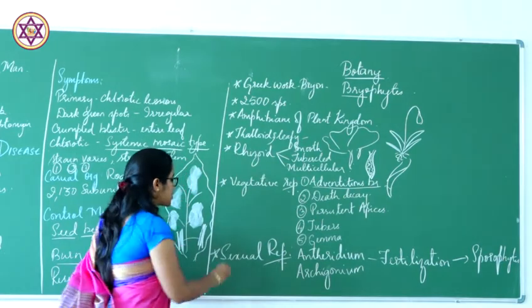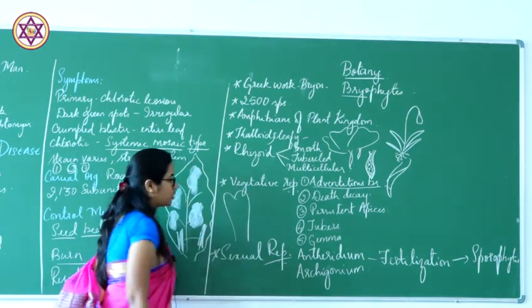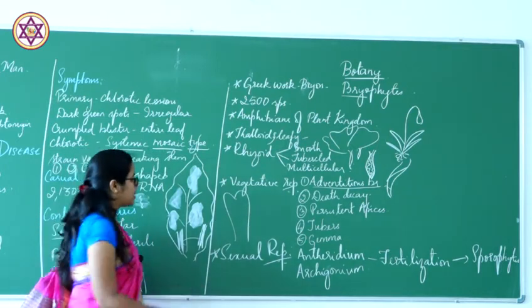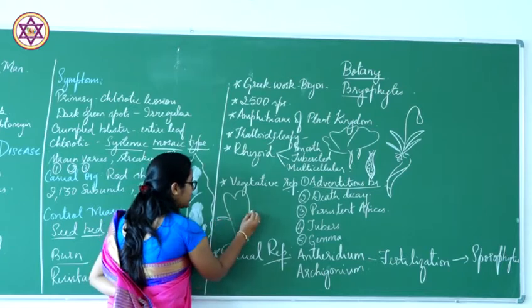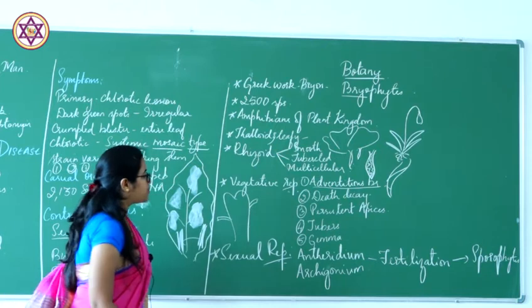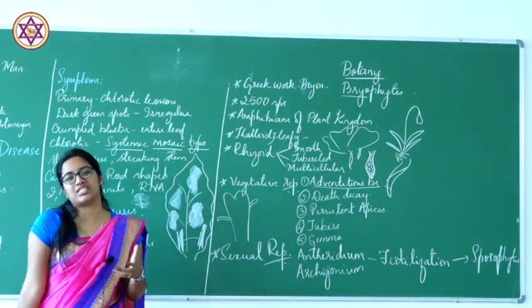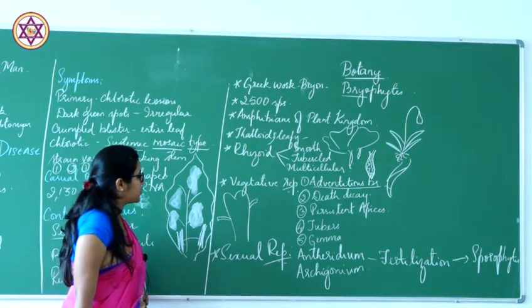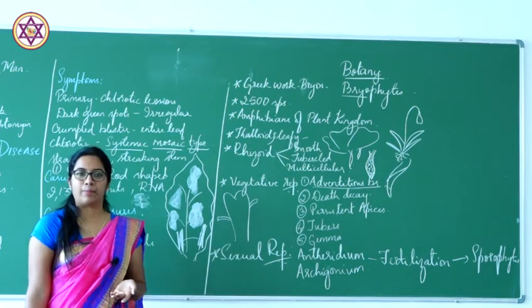Adventitious branches are when, along with the thalli, small lateral branches grow laterally. These branches will persist when the climatic condition is changing, and they will grow into a new plantlet.